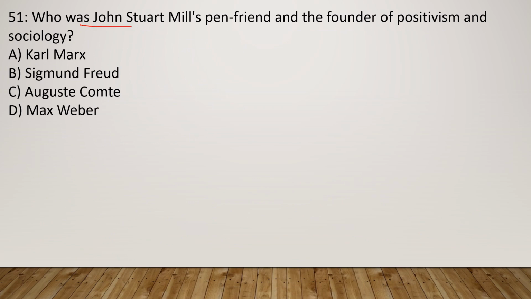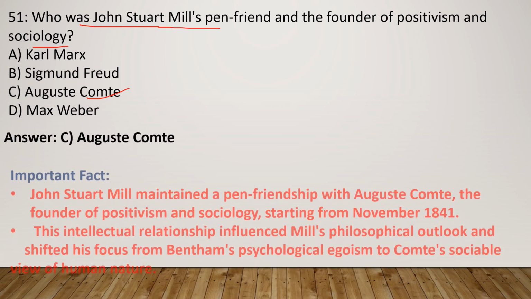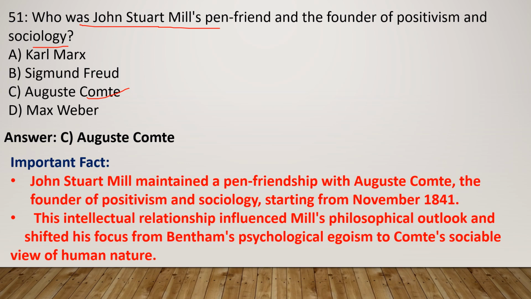Who was John Stuart Mill's pen friend and founder of positivism and sociology? It was Auguste Comte. Option C. John Stuart Mill maintained a pen friendship with Auguste Comte, the founder of positivism and sociology, starting from November 1841. This intellectual relationship influenced Mill's philosophical outlook and shifted his focus from Bentham's psychological egoism to Comte's sociable view on human nature.